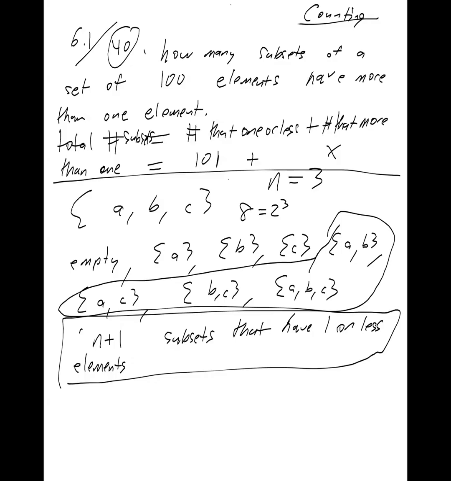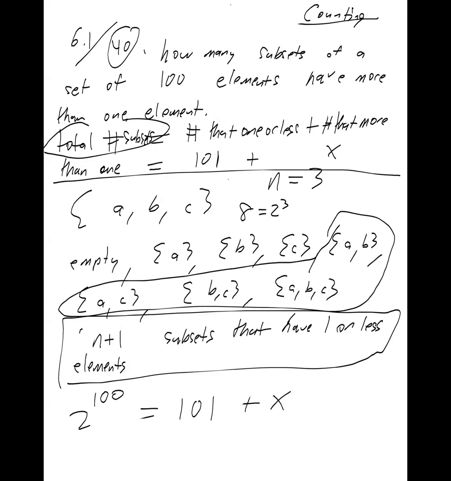So we know this number right here is 2 to the 100, right? And we know the number that have 1 or less is 101. And we don't know how many have more than 1. So can I use algebra to solve that equation? How do I get x by itself?